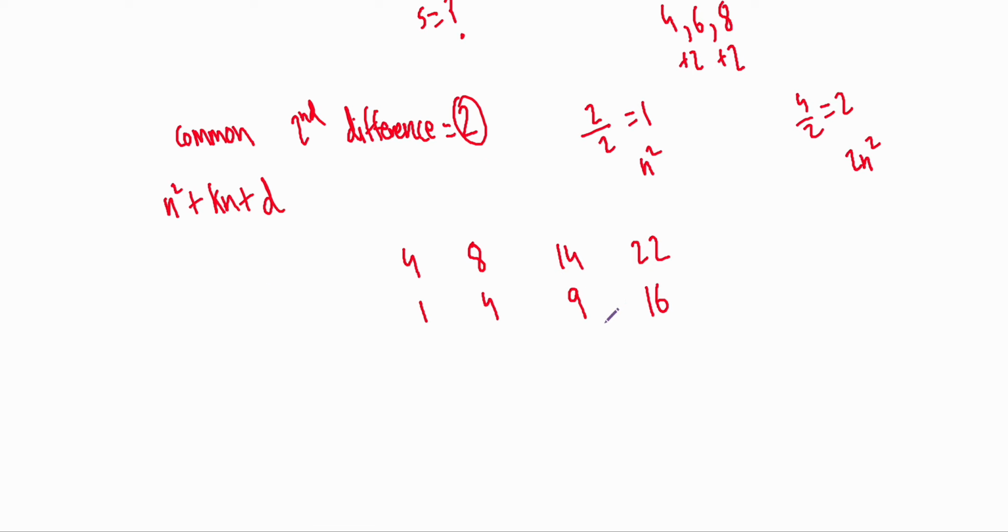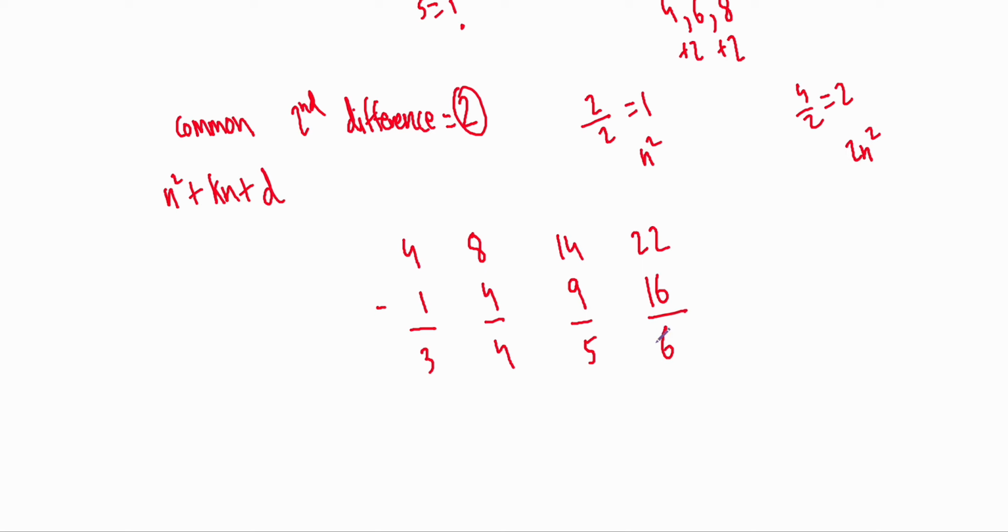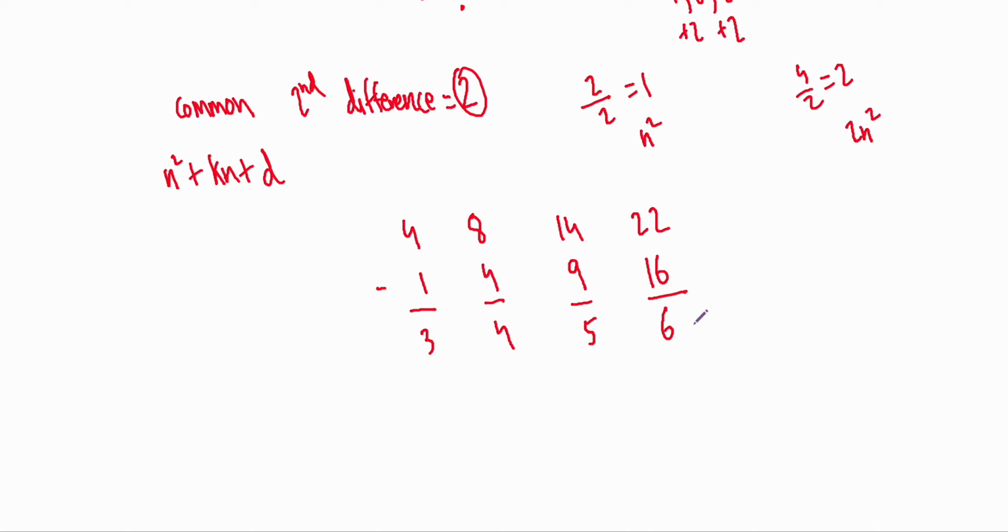So now we have a new sequence. Well, we do what we did with the first one. We just subtract, subtract, subtract, and subtract. 4 minus 1 is 3, 8 minus 4 is 4, 14 minus 9 is 5, 22 minus 16 is 6. Okay? These are not constants, these are different numbers, but now you realize if you wrote the sequence 3, 4, 5, and 6, well, the common difference here is 1, 1, and 1.